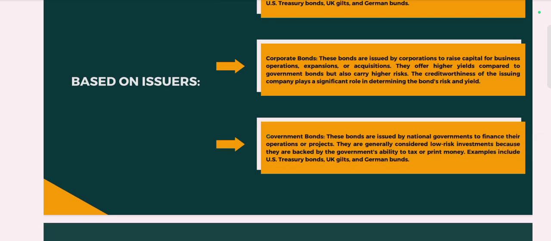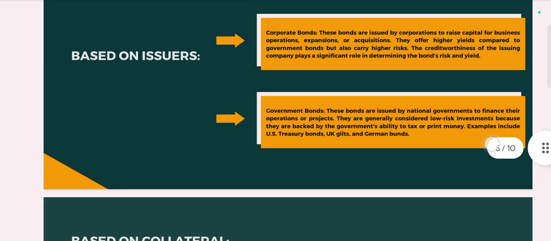Third is government bonds. These bonds are issued by national governments to finance their operations or projects, and they are generally considered low risk investments because they are backed by the government's ability to tax or print money. Examples include US Treasury bonds, UK gilts, or German bonds.